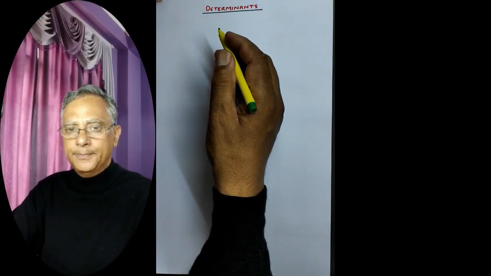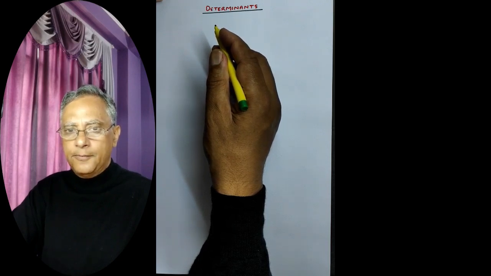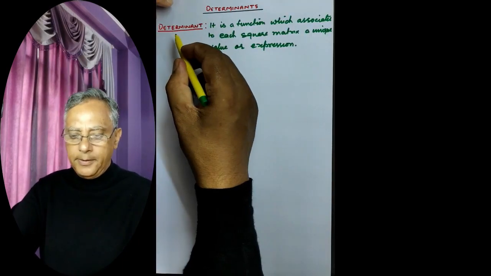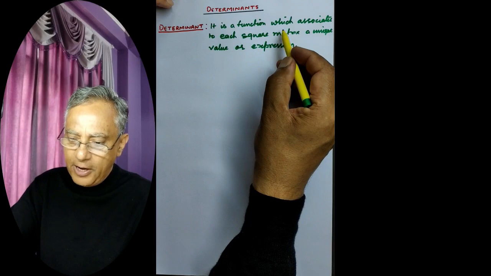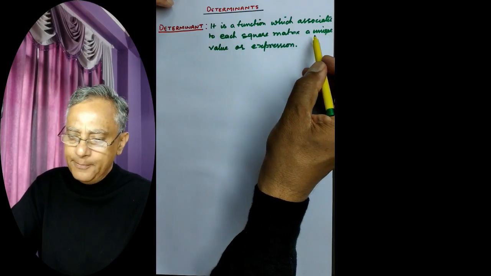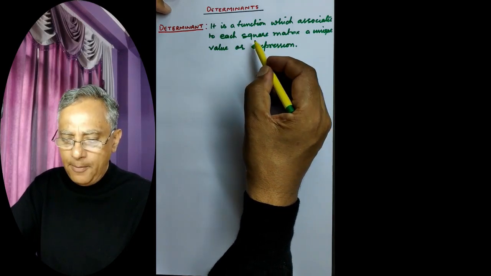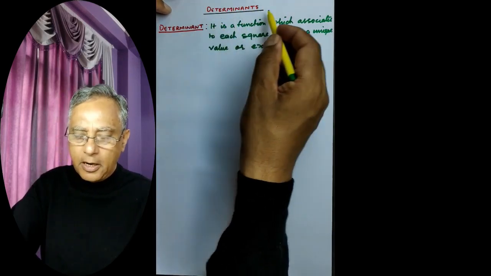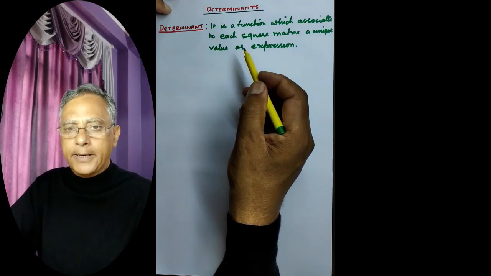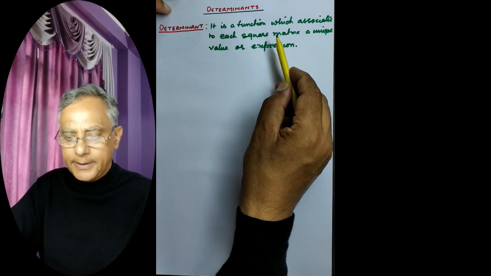In this session, the topic I am going to take up is determinants. First of all, what is a determinant? Determinant, it is a function which associates to each square matrix a unique value or expression. All the matrices involved in determinants are square matrices. Determinant exists only for square matrices.